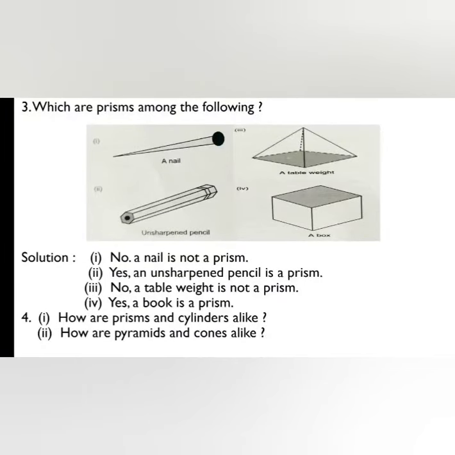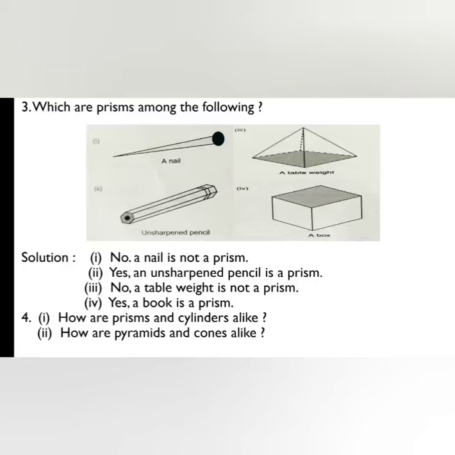Next, question number 3. Which are prisms among the following? Now you can see 4 different figures are given: a nail, an unsharpened pencil, a table weight with a square base, and a cuboid book. You have to say which is a prism and which is not. Now number 1, that is the nail. No, a nail is not a prism.